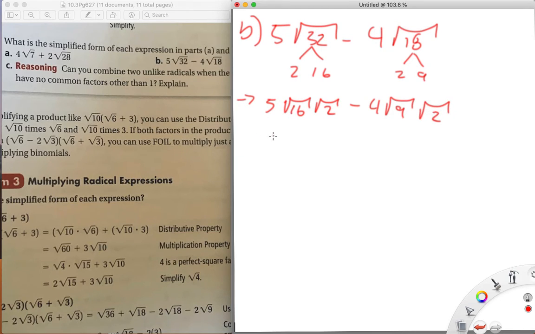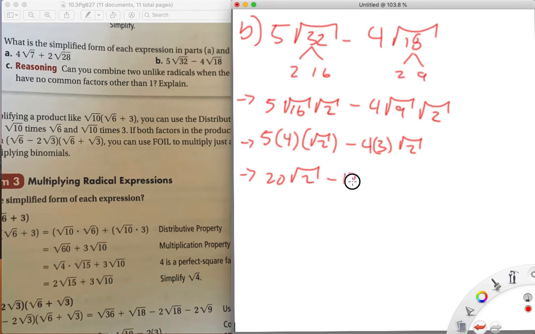The square root of 16 is 4, so it'll be 5 times 4 times the square root of 2. And the square root of 9 is 3, so it'll be 4 times 3 times the square root of 2, which gives me 5 times 4 is 20, square root of 2. 4 times 3 is 12, square root of 2. 20 minus 12 is 8, so 20 root 2 minus 12 root 2 is 8 root 2. And I'm done.